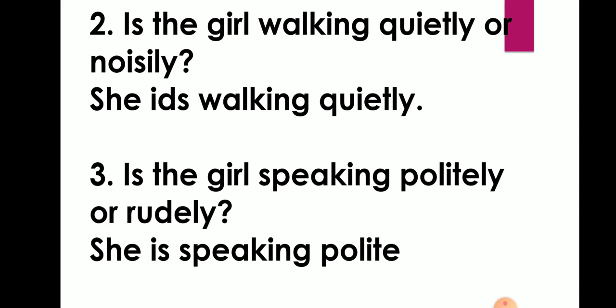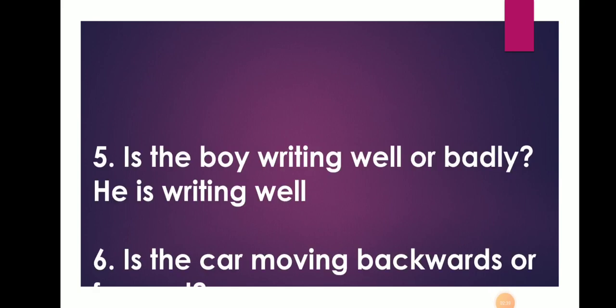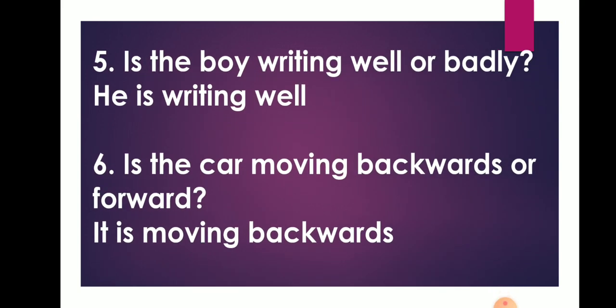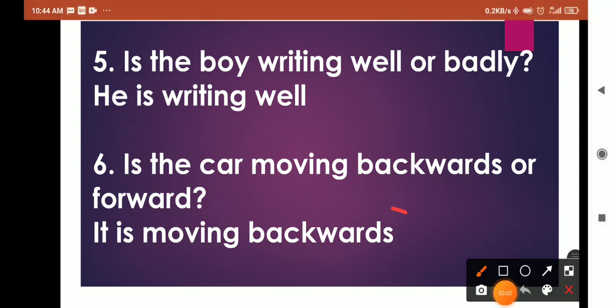Now the next: is the girl speaking politely or rudely? Again we use the adverbs at the end. So the answer is she is speaking politely. Next is: is the boy writing well or badly? Here again we use the end position adverb. The answer is he is writing well. We use the adverb at the end, that is well. And next is: is the car moving backwards or forwards? It is moving backwards. Again we use backwards, which is an adverb, at the end.